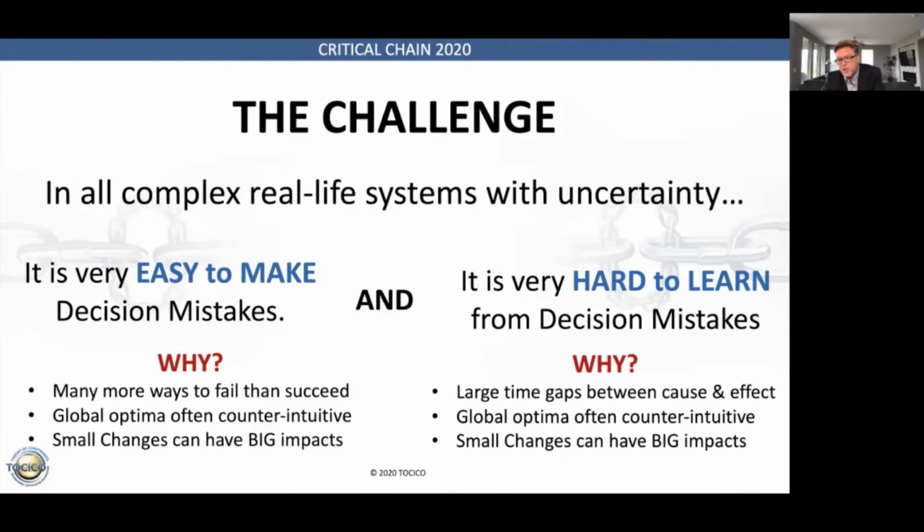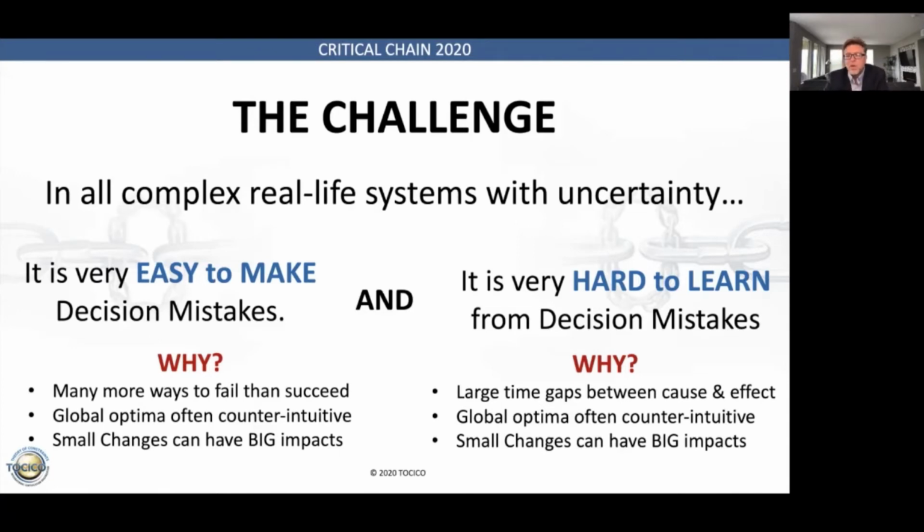Now imagine you get to your management meeting and you're trying to explain why your profits for the last month have gone up or down by 20%. How many people would think that we should check whether the average selling price of what we are selling didn't go up by 1%? And it's that element, where small changes can have big positive or negative effects, that makes it really hard to learn from experience. So if this is the challenge, it's easy to make decision mistakes in complex environments. It's very hard to learn from them.